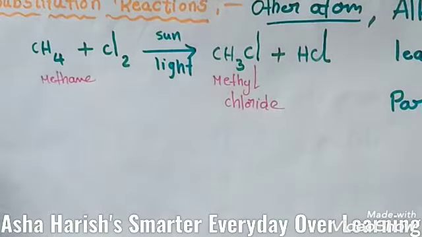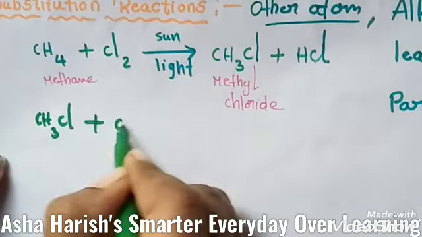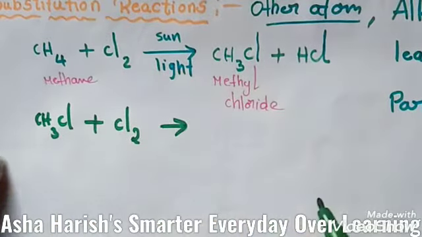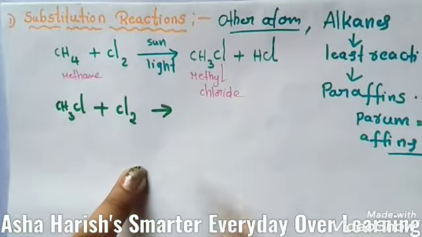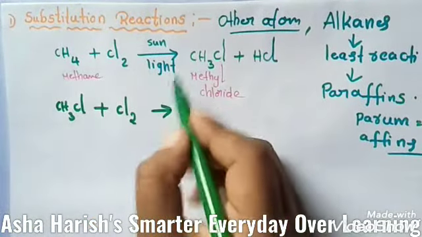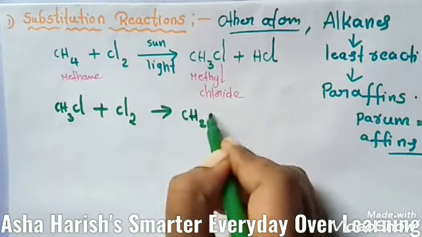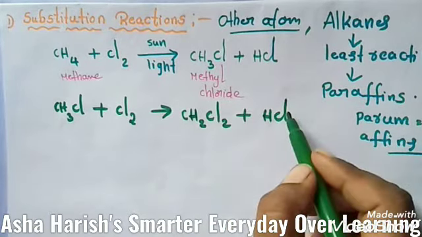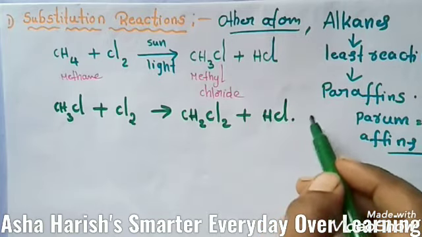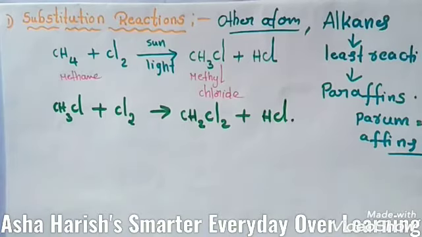This formed methyl chloride, the formula is CH3Cl. Again it is treated with chlorine, and this is also in the presence of sunlight, so I am not writing it here. Then the formed compound is CH2Cl2 with HCl. Here HCl, you know, is hydrogen chloride, nothing but hydrochloric acid, and the compound CH2Cl2 is methylene chloride.